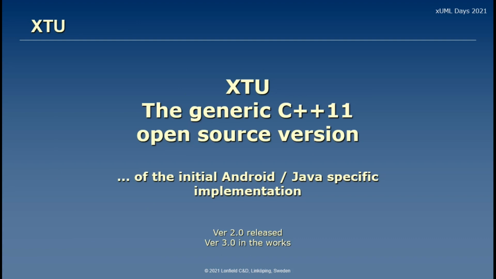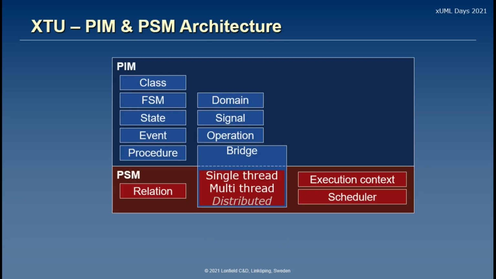XTU is the generic C++ open source version of the initial Java Android implementation. In other words, XTU is a partial model compiler that uses C++ templates as model notation. Let's take a look at the architecture, and we will do this from a side view perspective. At the top we have the blue PIM, and at the bottom we have the red PSM.